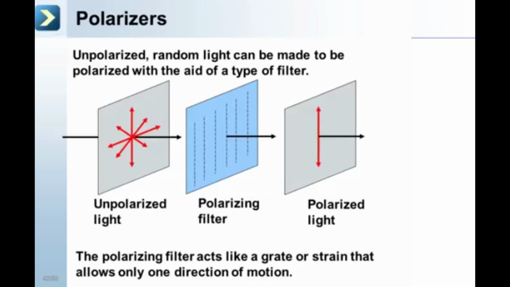A good analogy is a picket fence and a rope. Imagine you have a rope passing through the slot in a picket fence. You can shake or vibrate that rope in any direction. However, once it goes through the picket fence, the slots, which have a particular orientation, allow only one direction of motion to pass through.